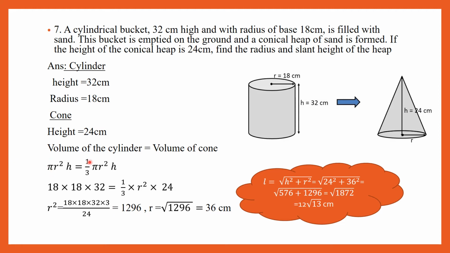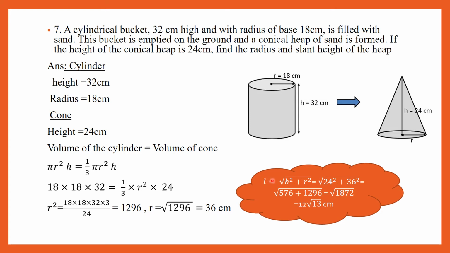Cancelling pi from the left side and right side and substituting the values of the cylinder, that is 18 square into 32, is equal to 1 by 3 into r square into 24, where 24 is the height of the cone. We can find the value of r square as 1296, and therefore r is equal to square root of 1296, which is equal to 36 centimeter.